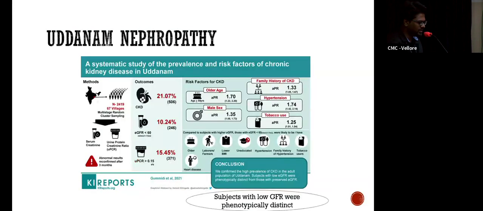In Uddanam nephropathy, they included 67 villages and studied around 2,400 people. In that, 21% were found to have CKD. In that, 10.2% had an EGFR less than 60. So that is compared with the people having EGFR of more than 60. The subjects with EGFR less than 60 are phenotypically distinct. They are mostly farmers with low BMI, uneducated, hypertension or family history of hypertension, and they are tobacco users and have some heart disease also.